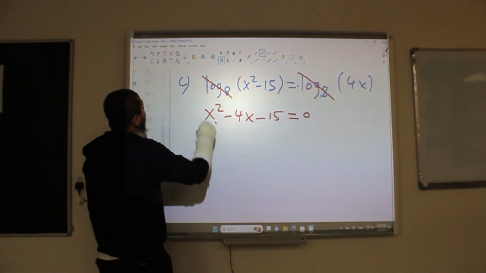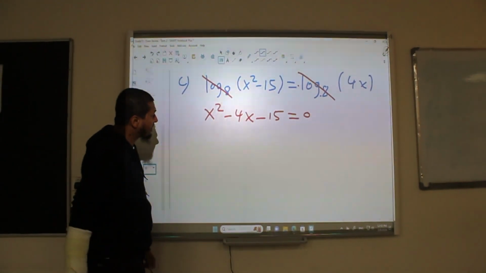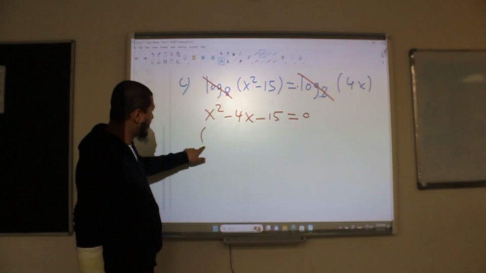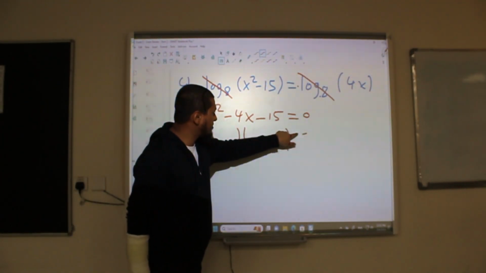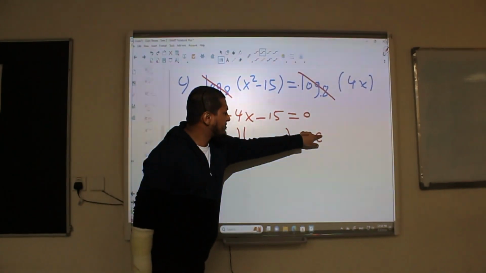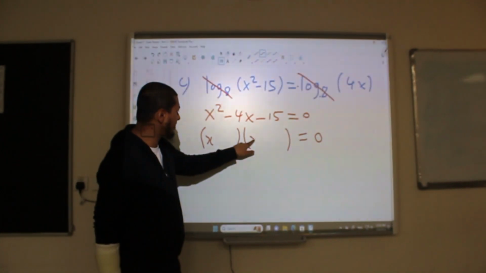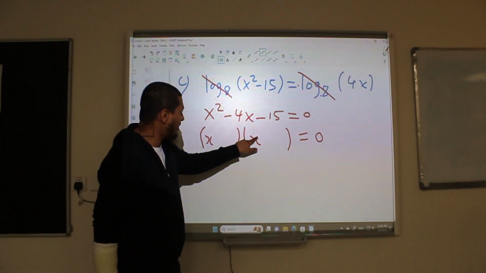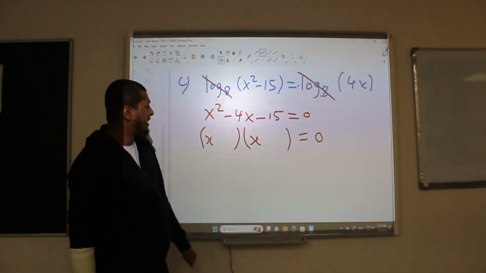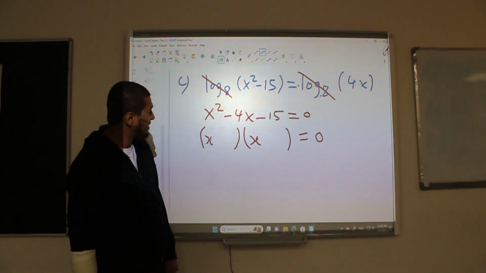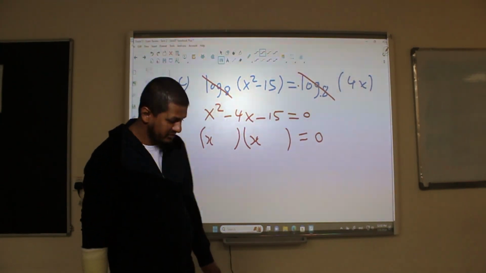In other words, we have an equation which is quadratic. In order to solve this problem, we open up two brackets, which is equal to 0. We put an x here because x times x will give me x squared. And now the product of two numbers should give me negative 15. Which two numbers can I choose here?